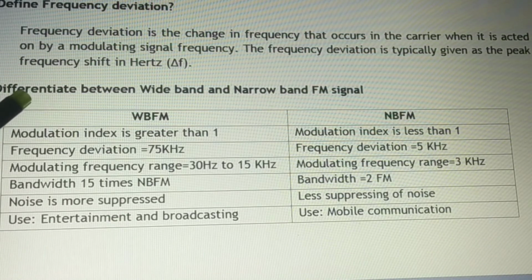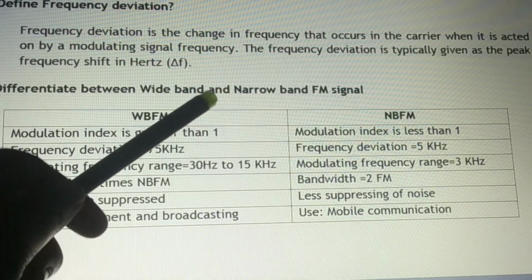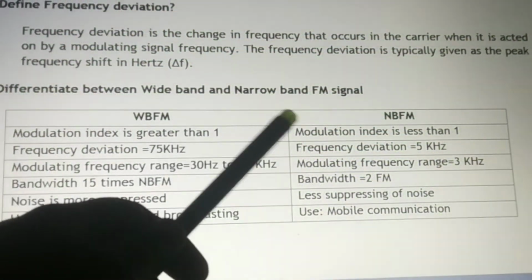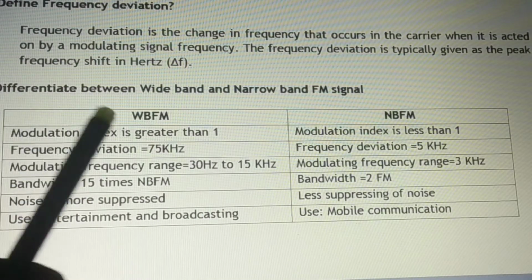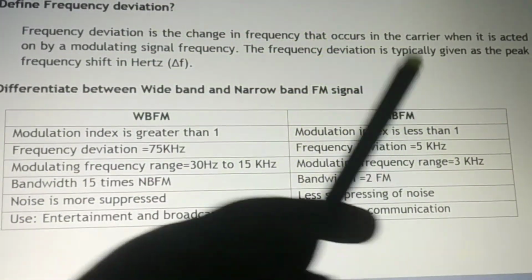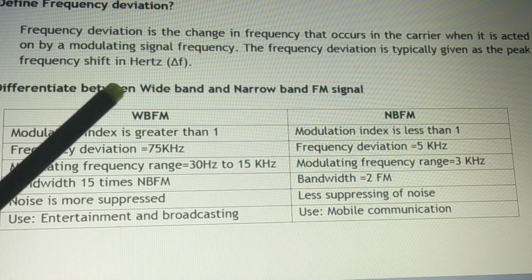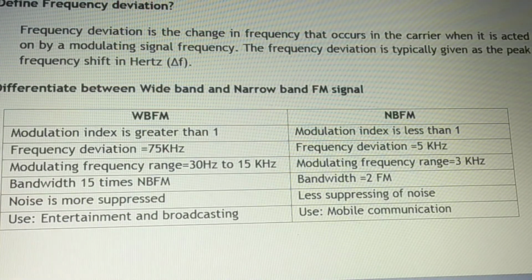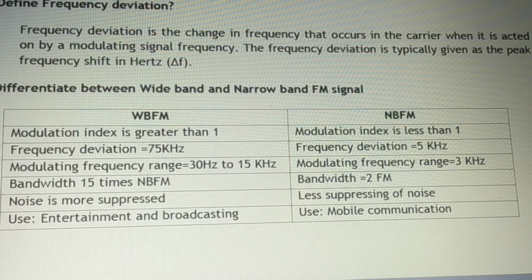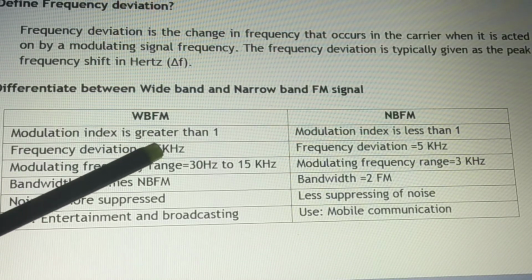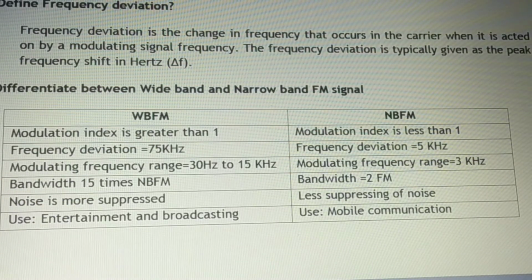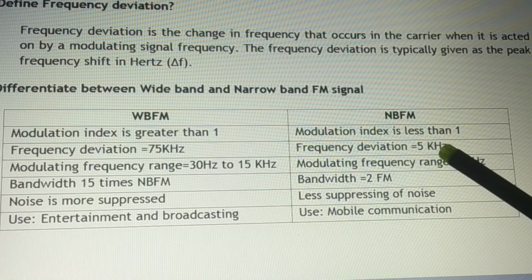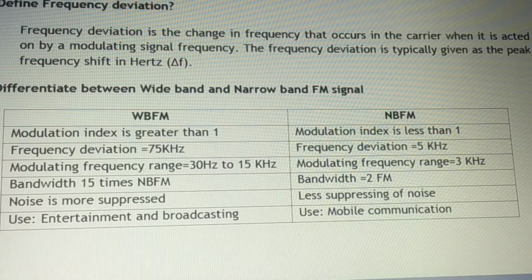This is the differentiation between narrowband FM and wideband FM. For wideband frequency modulation, the modulation index is greater than 1. For narrowband frequency modulation, the modulation index is less than 1. For wideband, the frequency deviation is 75 kHz. For narrowband, the frequency deviation is 5 kHz.